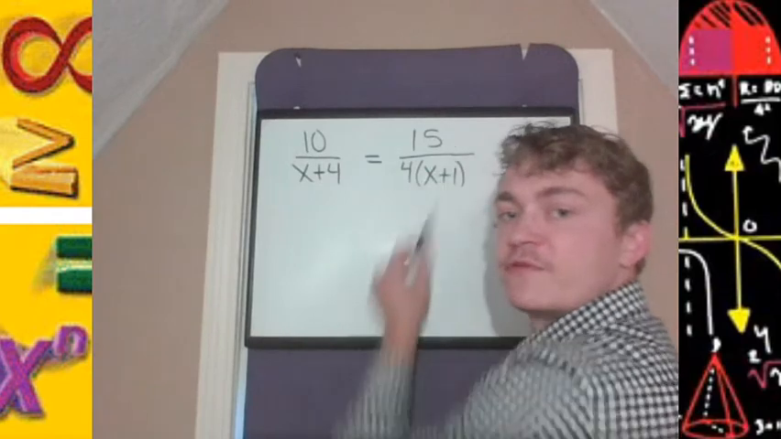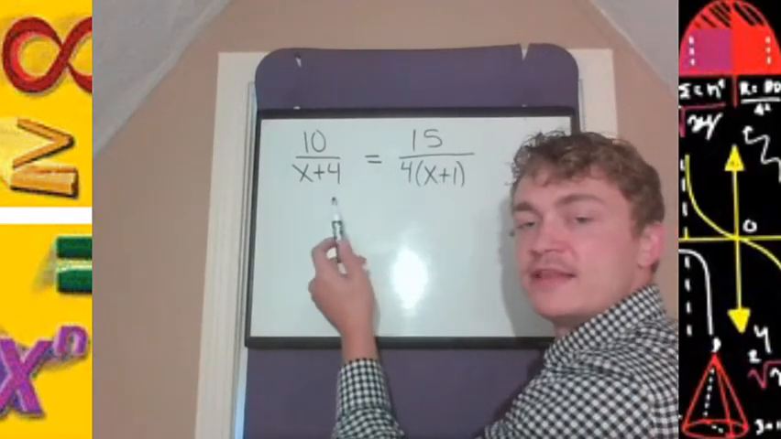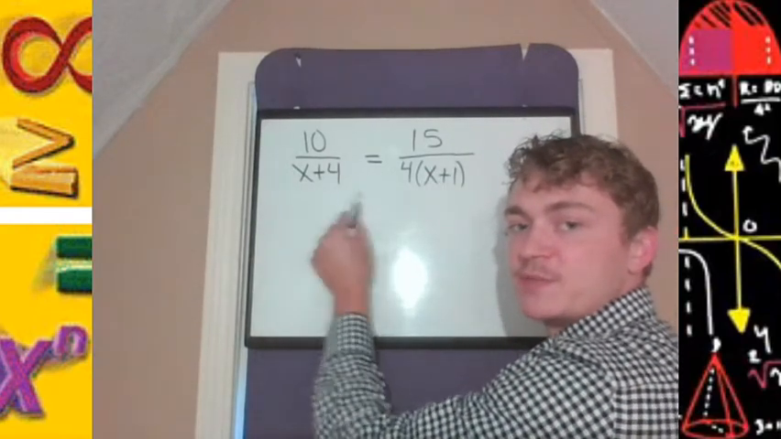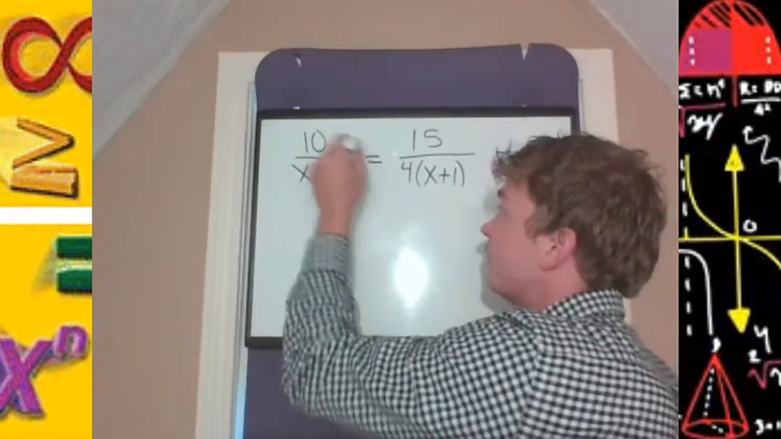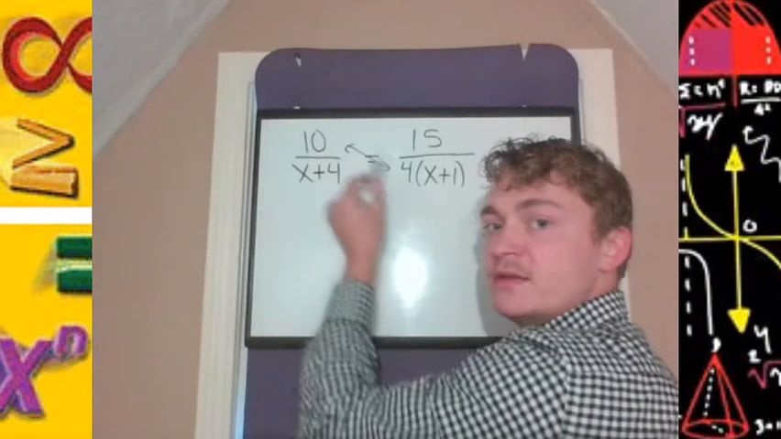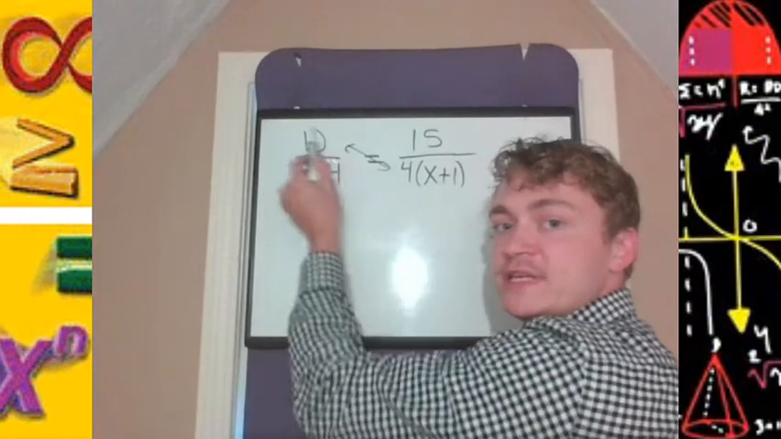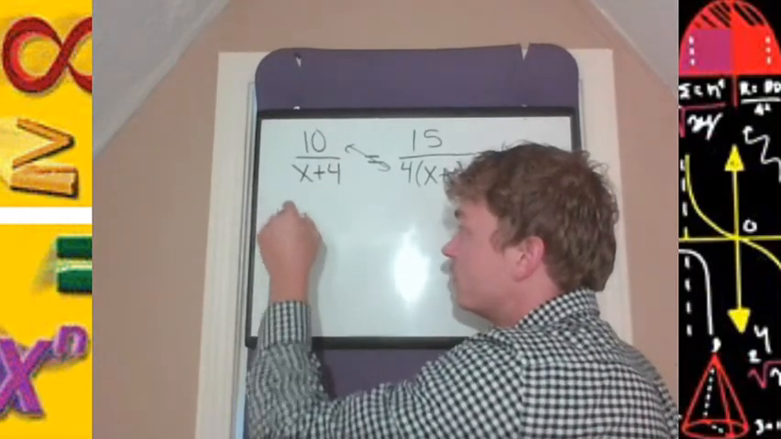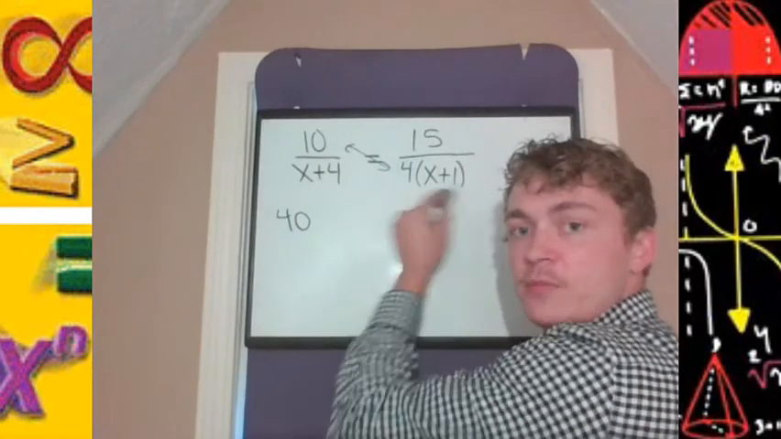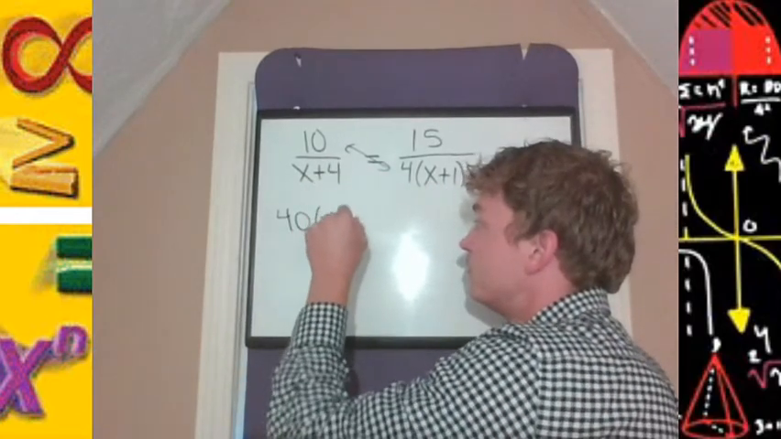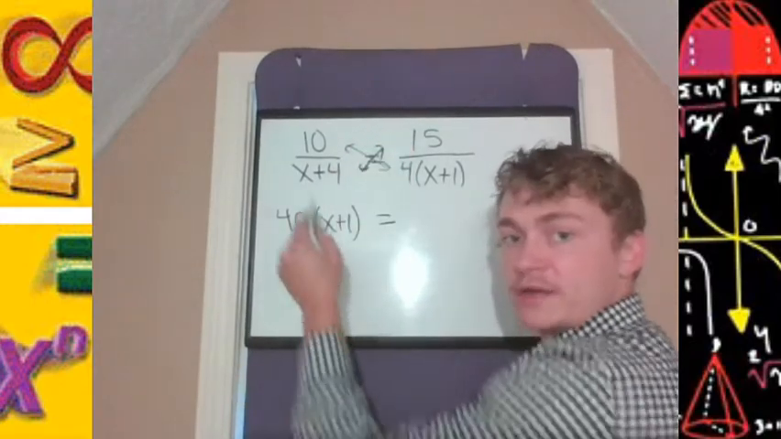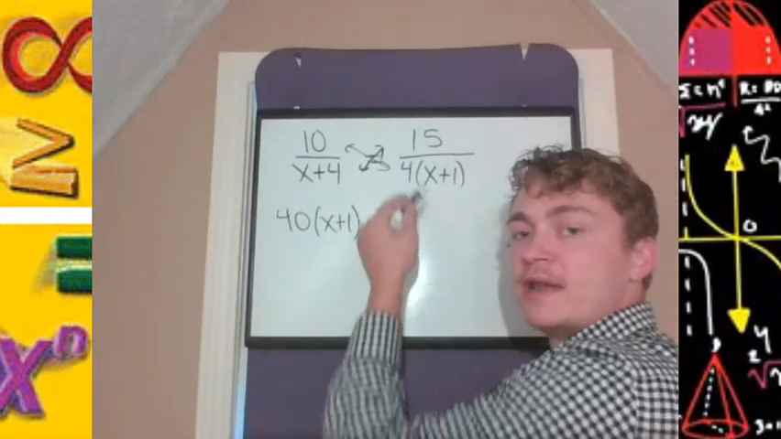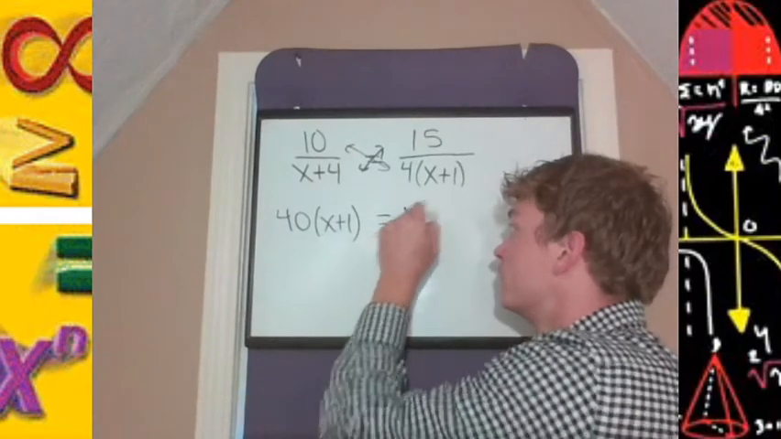Fraction equal to a fraction, thus instead of finding the LCD, which is just going to be the product of x plus 4, 4, and x plus 1, that's all that is, cross multiply. Multiply the 10 to the 4 to the x plus 1. Well, 10 times 4 is 40. And then 40 multiply x plus 1. This will equal the product of x plus 4 and 15. We will write it as 15 times x plus 4.